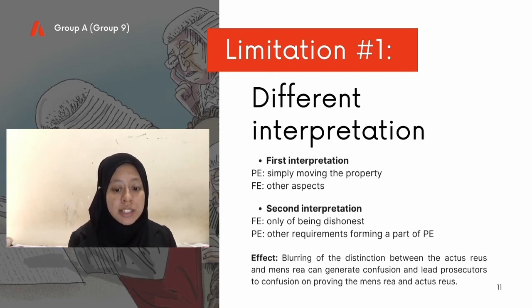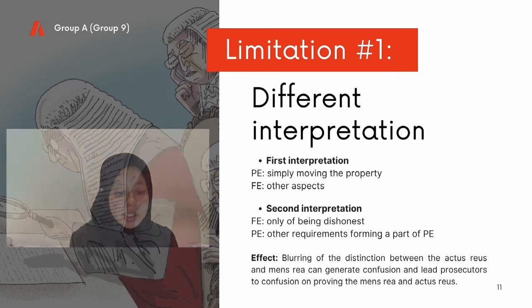The most substantial reason for having two different interpretations of the provisions is that Section 378 of the Penal Code does not specify the physical and the fault elements of theft clearly. As a consequence, the blurring of distinctions between actus reus and mens rea can generate confusion. For example, this leads prosecutors to be confused on proving actus reus and mens rea while charging the offenders.